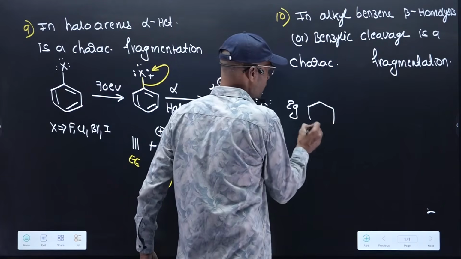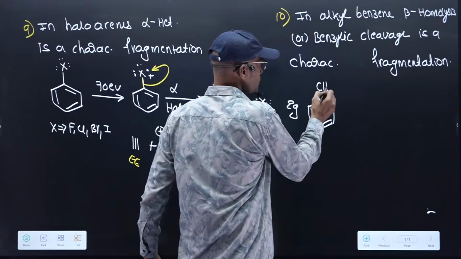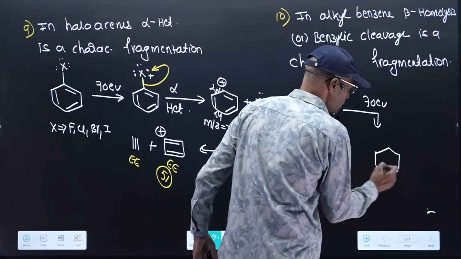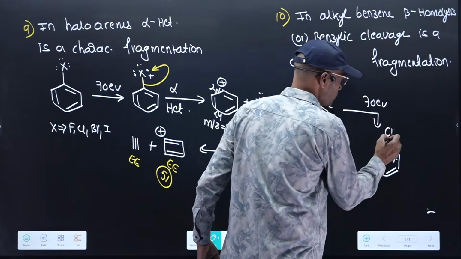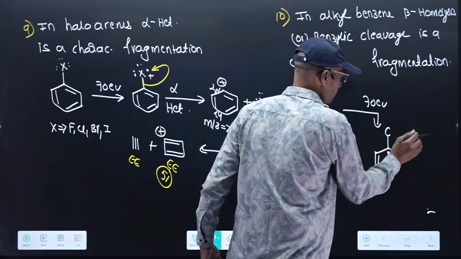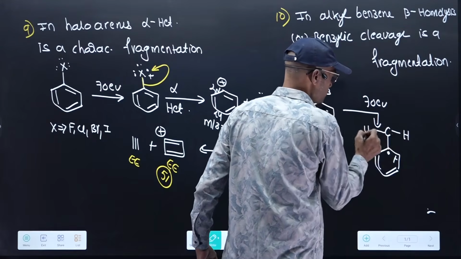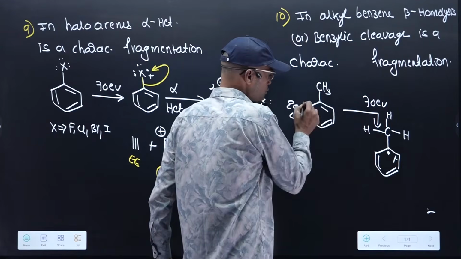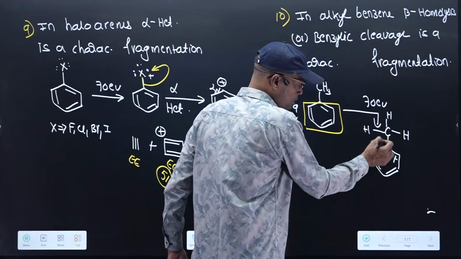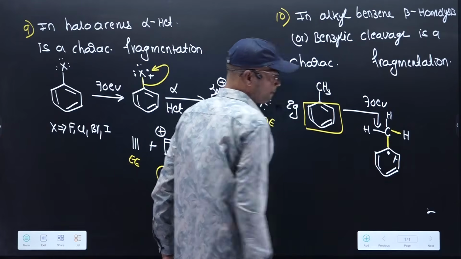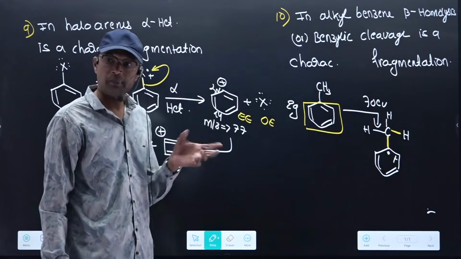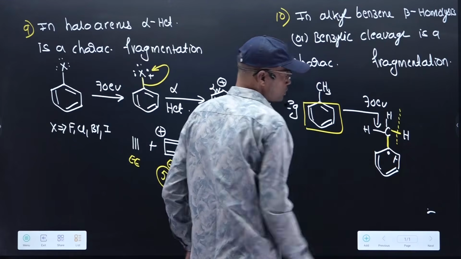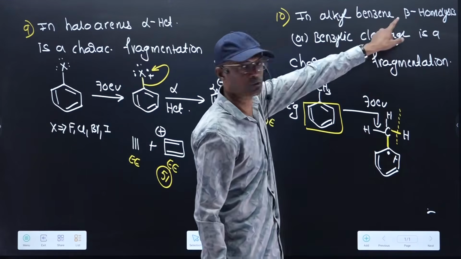Remember, when toluene is given, this is CH3. Now, when I go for 70 electron volts, there is generation of a radical cation, and this is the hydrocarbon part, present outside, right? Now what is this bond? Benzene is the functional group, so this bond is alpha. Then what about this one? Beta. It is also called the benzylic bond. So this bond I am breaking now. This is called benzylic cleavage, also called beta homolysis.